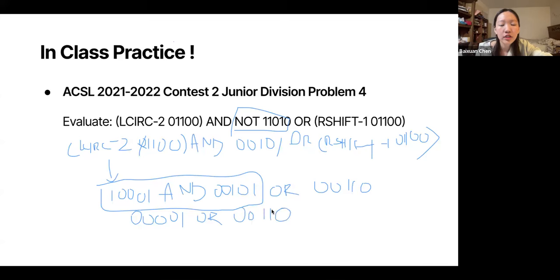So remember, or returns a 1 as long as at least one of the digits is 1. So what will this expression be equal to? Yeah, 0, 0, 1, 1, 1. Okay. So the answer to this question will be 0, 0, 1, 1, 1, because the last 3 digits all have at least 1 in both of them. Okay, so then let's keep going.